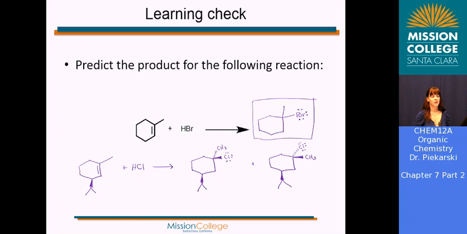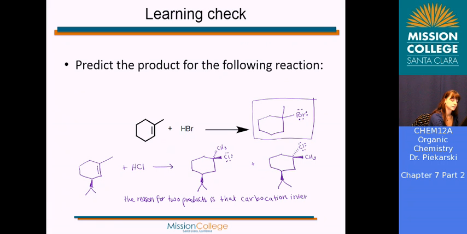Okay, why is that? Why do we get 2 products? One where the chlorine's on the top face and one where the chlorine's on the bottom face. The reason why you have 2 products is because your intermediate, the carbocation, is sp2 hybridized with trigonal planar geometry. So the reason for 2 products is that carbocation intermediates are sp2 hybridized with trigonal planar geometry.